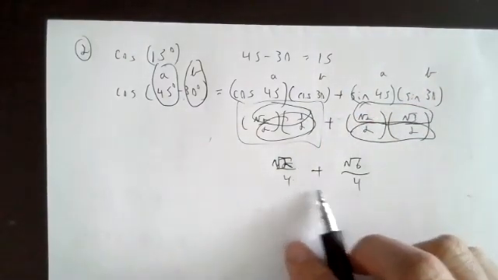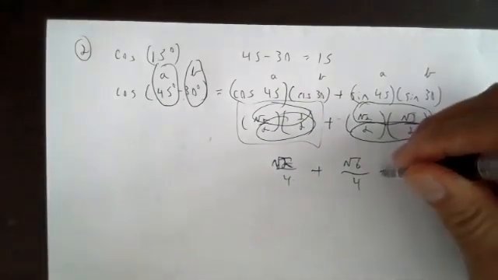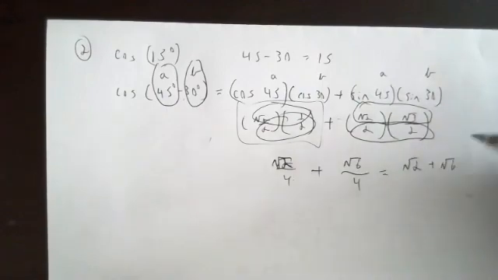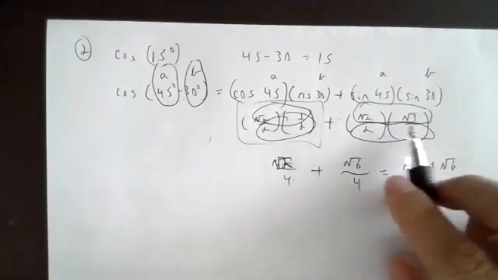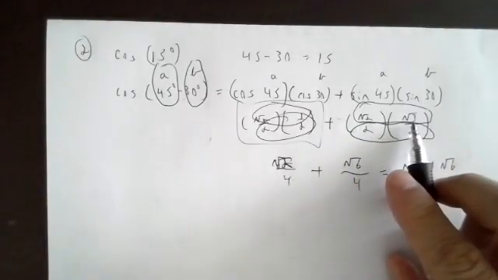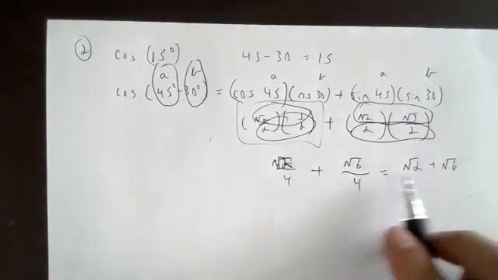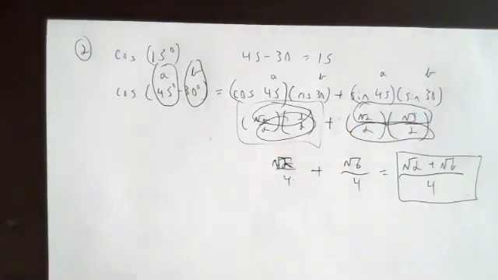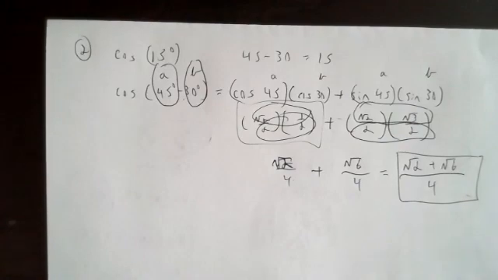However, this fraction plus this fraction, they have a common denominator, and I can add them together. So I get root 2 plus root 6. But because I'm adding, remember, multiplying rules and adding rules are different. Multiplying, it's okay to multiply them together even if they're different. Adding, you can't. So you just leave it like that, with common denominator 4. Again, that is my exact answer.